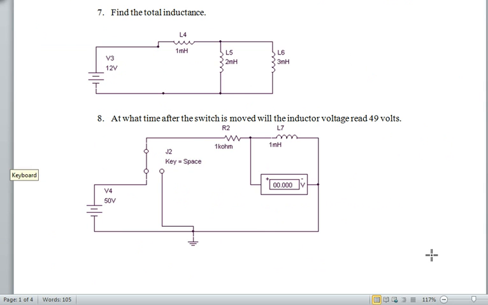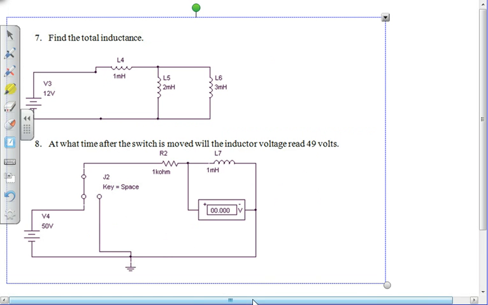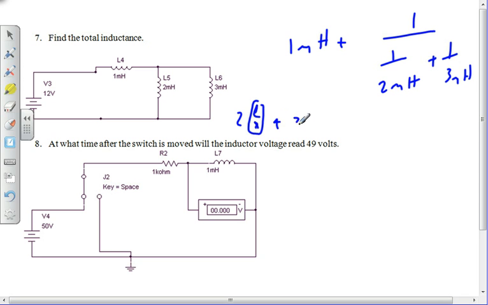All right, now we got these two guys. Find the total inductance. Okay, so I'd have to go 1 millihenry plus 1 over 2 millihenry plus 1 over 3 millihenry. So I go 2, 1 over x, plus 3, 1 over x, equals 1 over x, plus 1 equals.